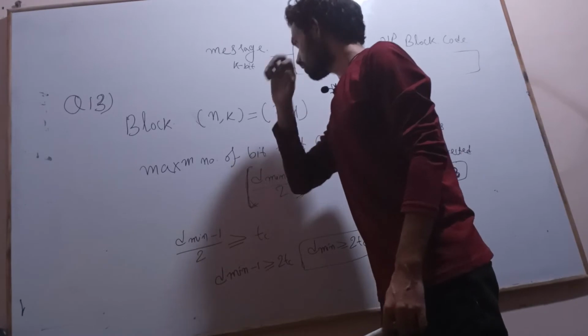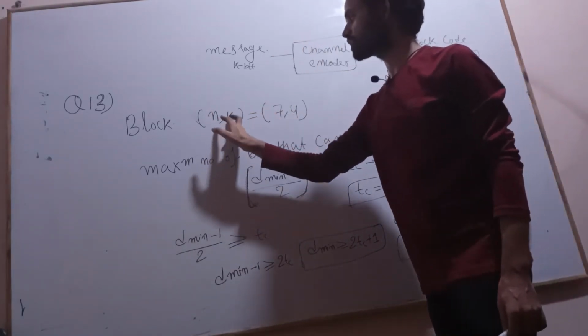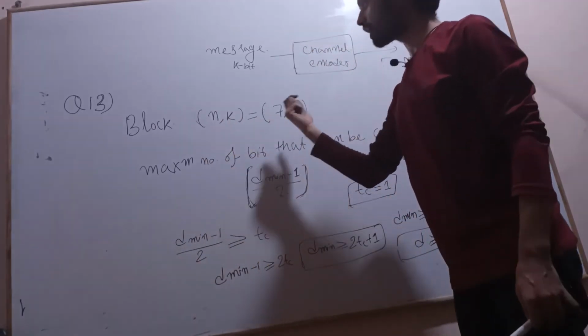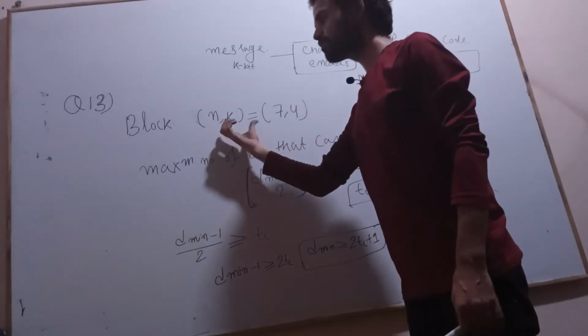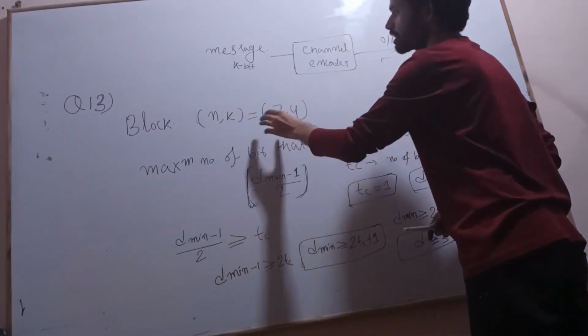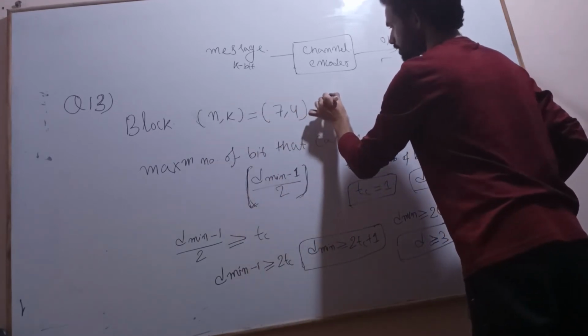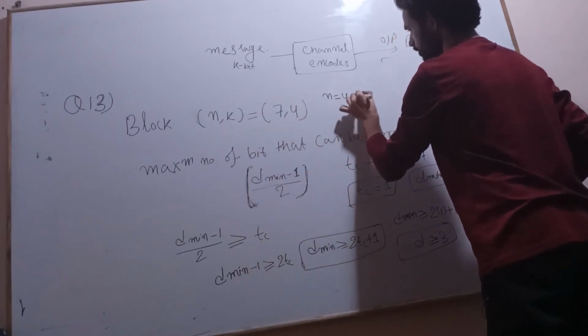Here n is the number of bits, which is a combination of check bits, or you can say parity bits, and message bits. The parity bits are nothing but the difference n minus k. If you see here, n is 7 and k is equal to 4.